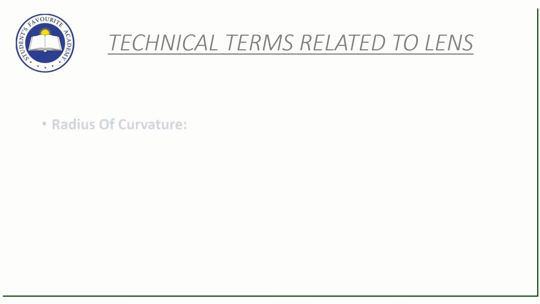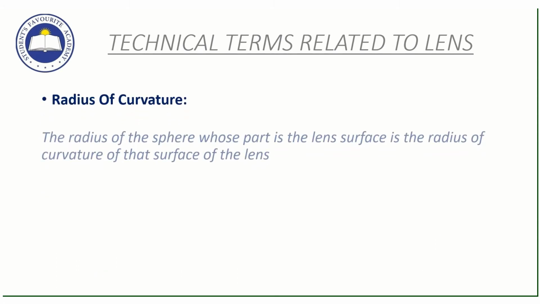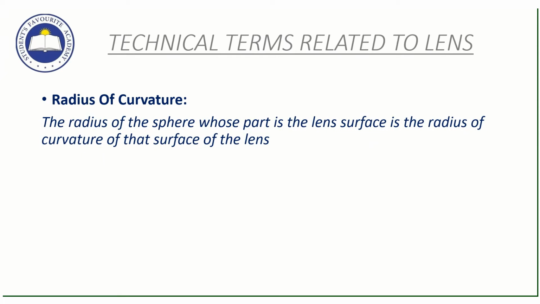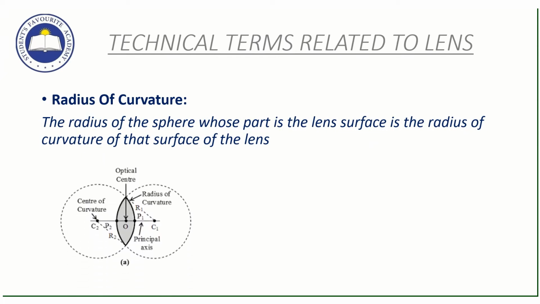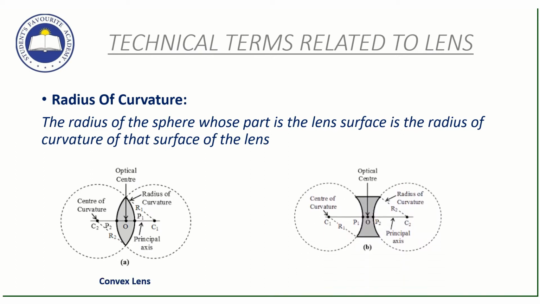Then radius of curvature. Radius, you already know, is the distance between the center of the sphere and the surface. So the radius of a sphere whose part is the lens surface is the radius of curvature of the lens. Basically, the radius of curvature of a lens is the radius of the sphere of which the lens is a part. If this is the radius of the sphere, then this is the radius of curvature of this lens. So basically radius of curvature is the radius of the sphere of which the lens is a part.